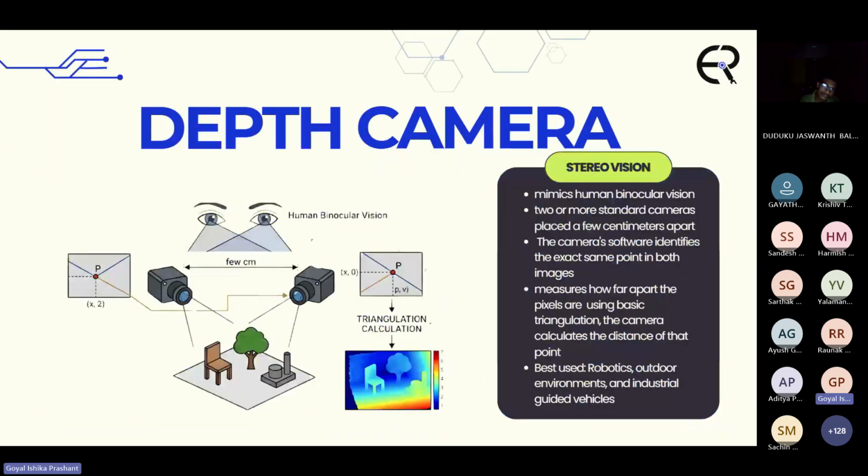The third kind of technology that depth cameras use is stereo vision. This works very similarly to how our human eyes work. We have two cameras that are separated by a few centimeters. They focus at the same point. And how we calculate the distance is by something called triangulation, which is basically creating triangles, measuring angles, and then determining the distance. This is best used in robotics, in outdoor environments, and in industrial guided vehicles.